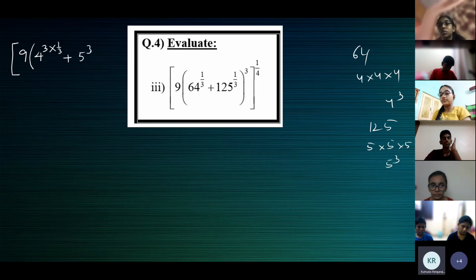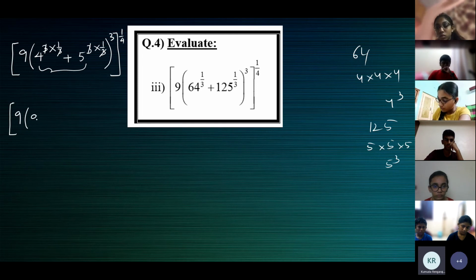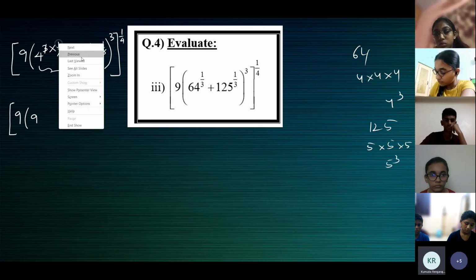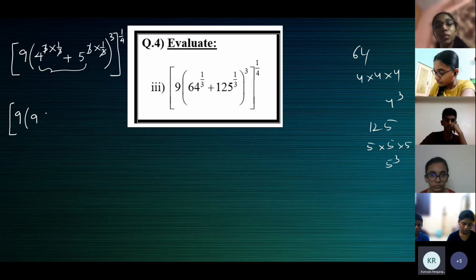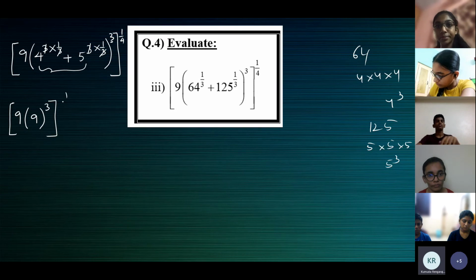Into, there's already the power 1 by 3. So into 1 by 3. Close the simple bracket, raise it to the power 3. You can see the power 3 there. Close the square bracket, raise it to the power 1 by 4. Now what happens? 3 and 3 cancel. So here inside we have 4 plus 5. So open the square bracket. 9. Simple bracket. 4 plus 5 is 9, because 4 to the power 1 is 4 and 5 to the power 1 is 5. Close the simple bracket. You can see the power 3 here. Raise it to the power 3. Close the square bracket to the power 1 by 4.